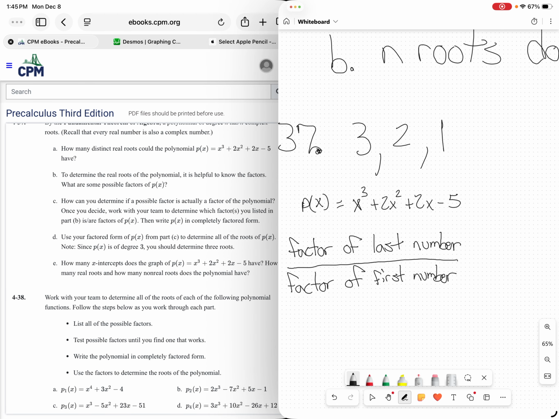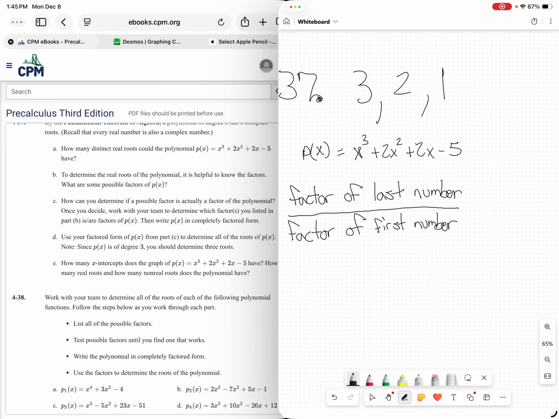Okay, so let's look at this. So our last number is 5. Well, what multiplies to 5? 5 and 1. That's it. Those are the only 2 factors. And then if we look, what are factors of the first one? Well, the first one's 1. So the only factors are 1 and 1. Right? So what are our possible answers here? Well, 1 over 1 is 1, and 5 over 1 is 5. And they can both be positive or negative.